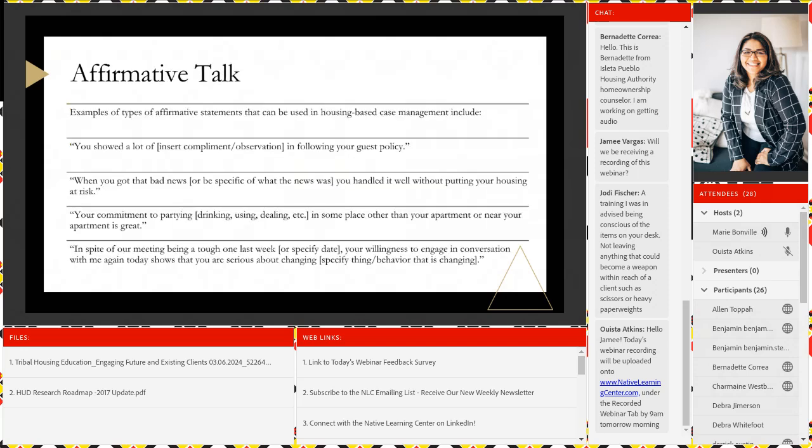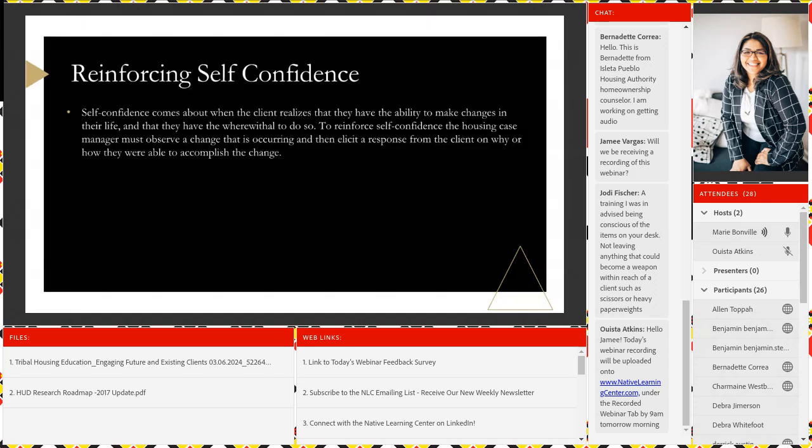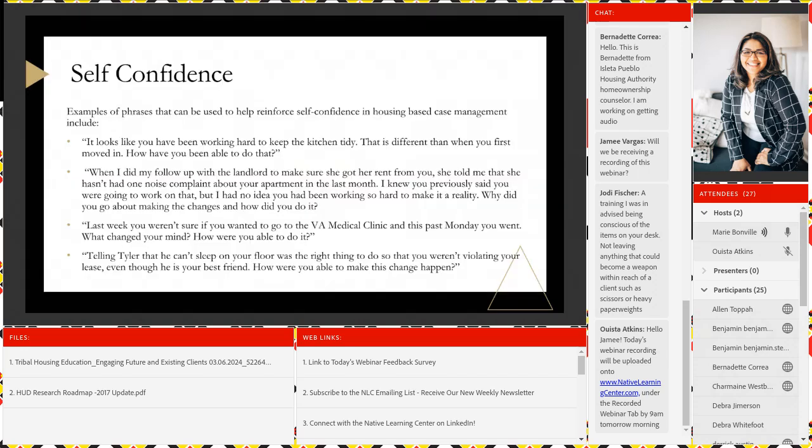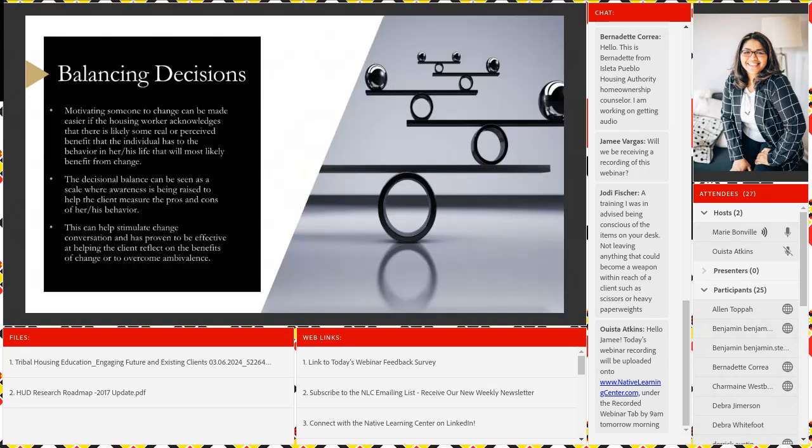Affirmations. For example, you showed a lot of strength in following your guest policy, right? And making sure that if you had a family member or friend that you knew couldn't be in the apartment, what would you do, right? Showing and then being positive about what they would have done. Reinforcing self-confidence. That's what this is about. You'd be surprised what people are saying about themselves. It's usually never positive. And so if you can do that and be that person for them, they will value the time that they spend with you.